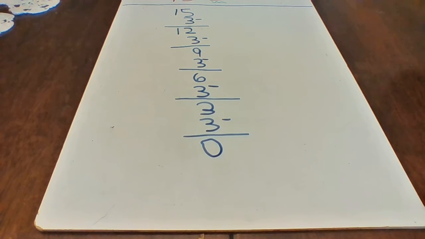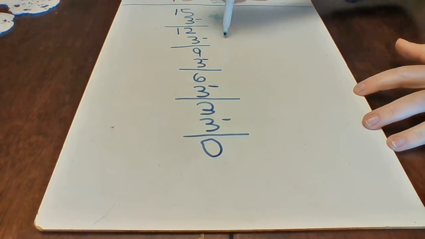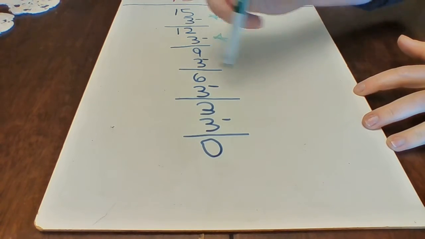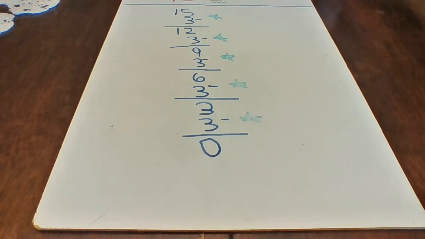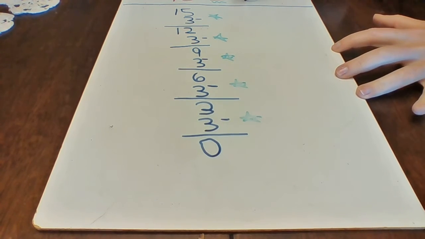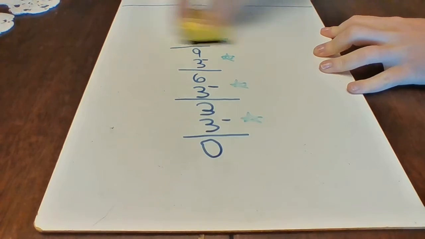So now I can count my hops that I made, or how many times I subtracted. 1, 2, 3, 4, 5. 5 until I got to 0. So 15 divided by 3 is 5. That would be my answer. Now sometimes with repeated subtraction, you get a remainder, just like when we were hopping down the number line.